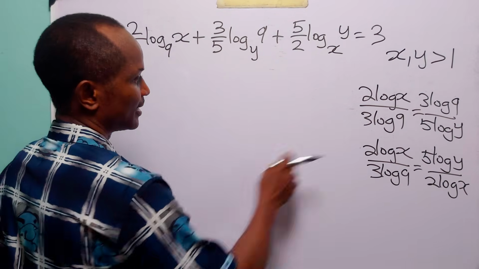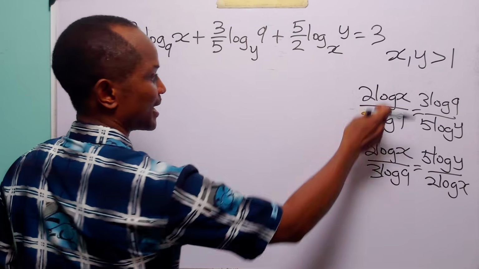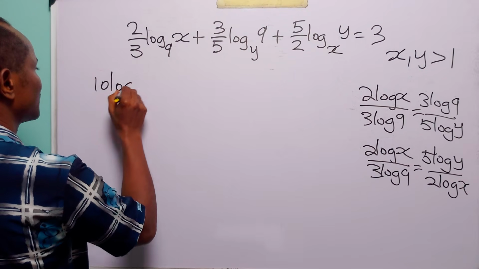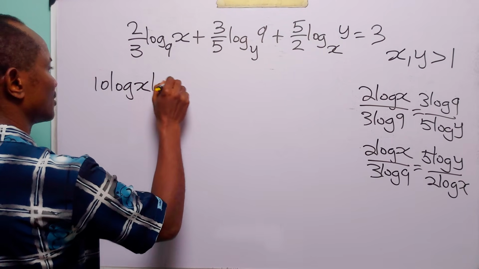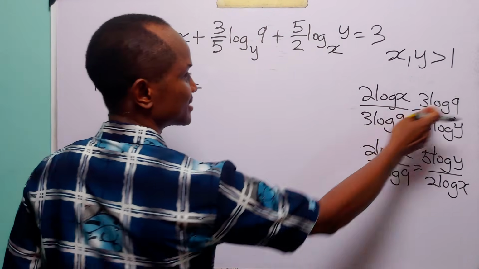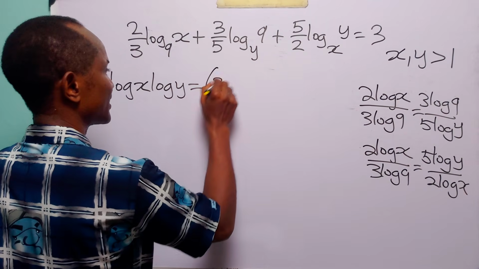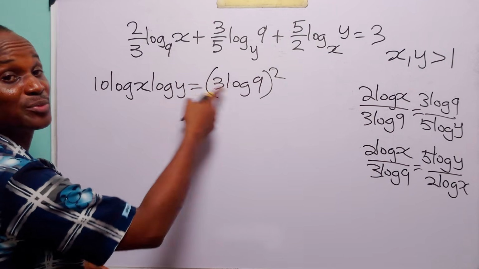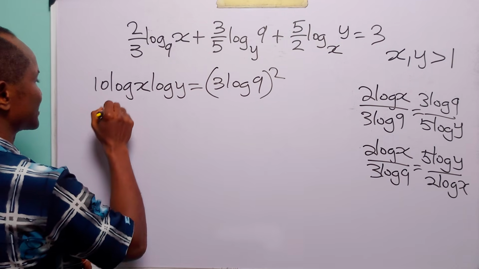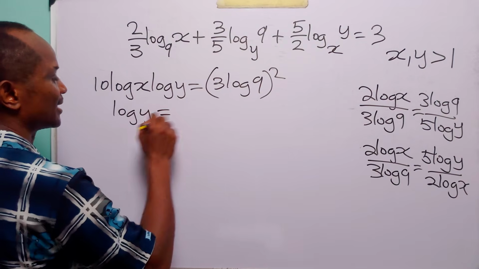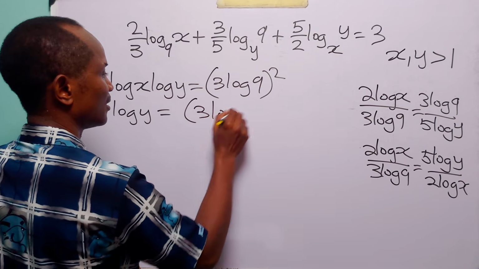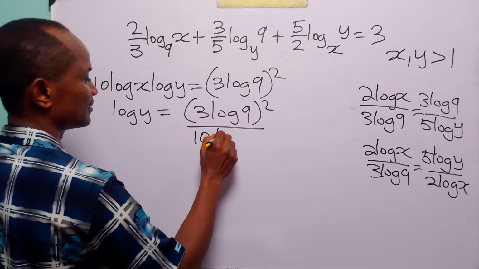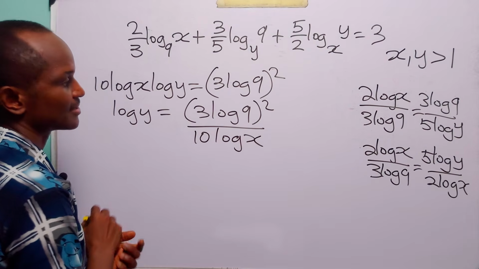Now from the first equation, when we cross multiply, we have that 2 log x times 5 log y, that is 10 log x log y, is equal to this times that, that is 3 log 9 squared. When we divide both sides of this equation by 10 log x, we have that log y is equal to 3 log 9 squared divided by 10 log x.